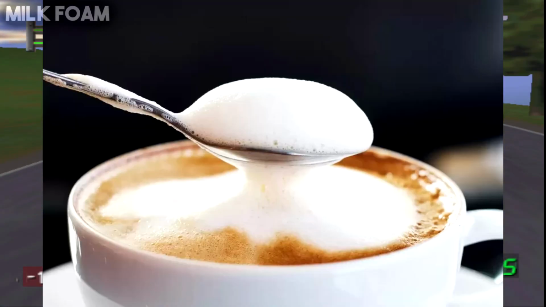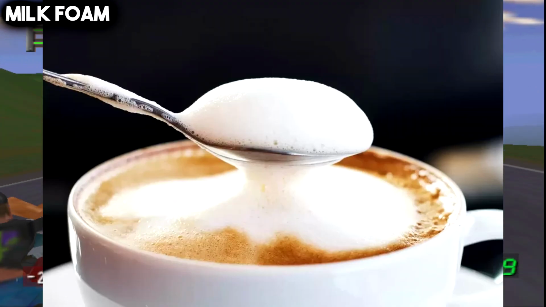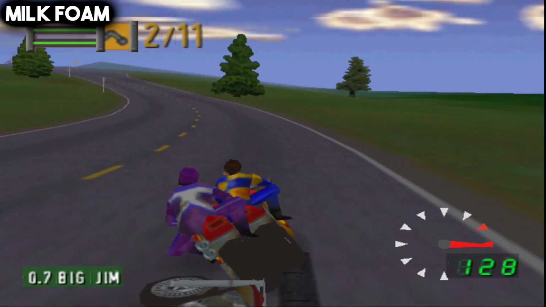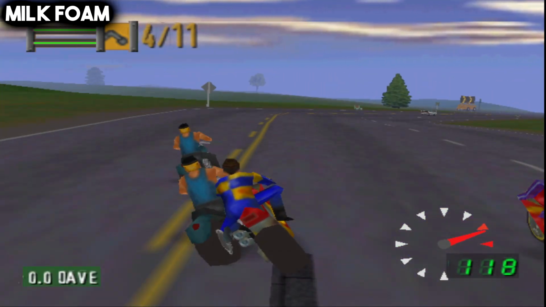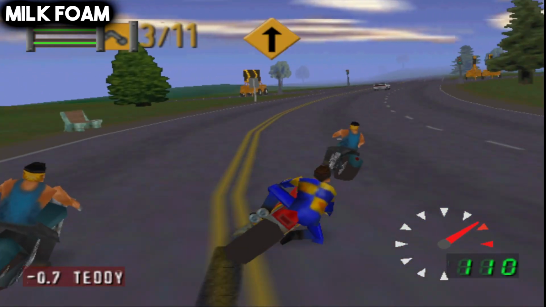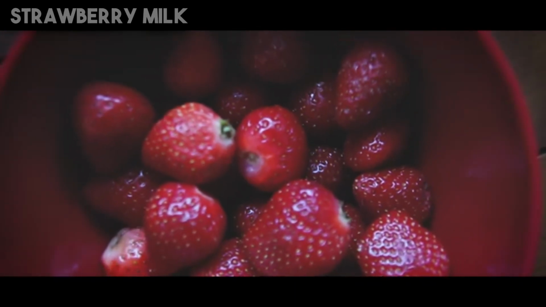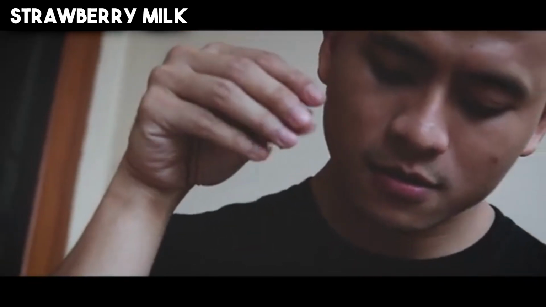Milk foam is the frothy, airy layer created by steaming or frothing milk, often used in coffee drinks like lattes and cappuccinos. The process puts air bubbles into the milk, which creates a creamy texture. The quality of milk foam depends on the type of milk used, and milk foam is also used to create latte art.